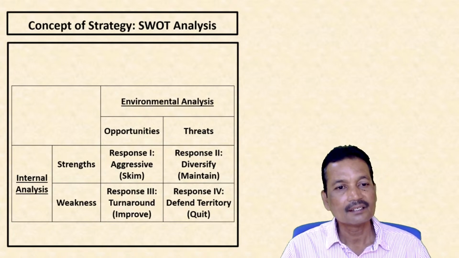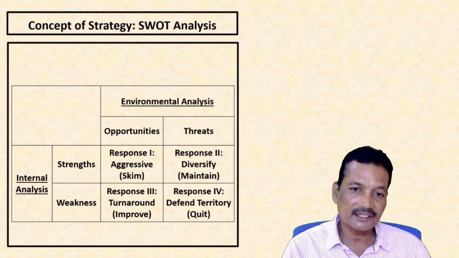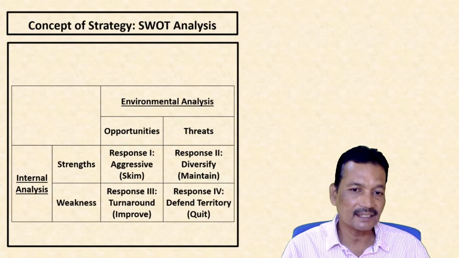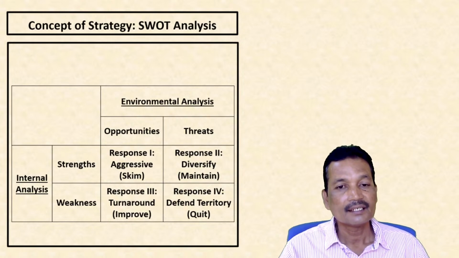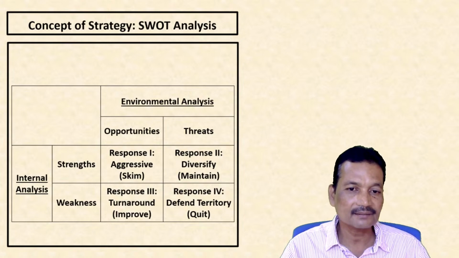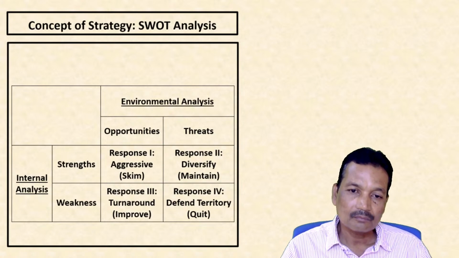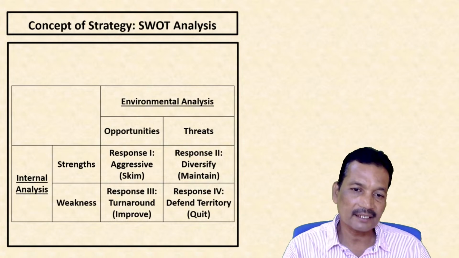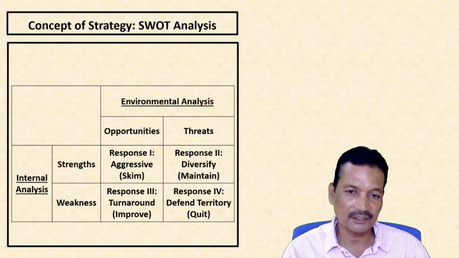If we look at strengths combined with threats available in the business environment, that means the product or the item that we are producing and selling in the market, the company has the strength, but there are threats in the form of competitors or competition in the marketplace. We try to diversify. That is response 2. Diversification means we try to have different kinds of product lines so that if one product line fails, another product line will help the company to tide over the threats.